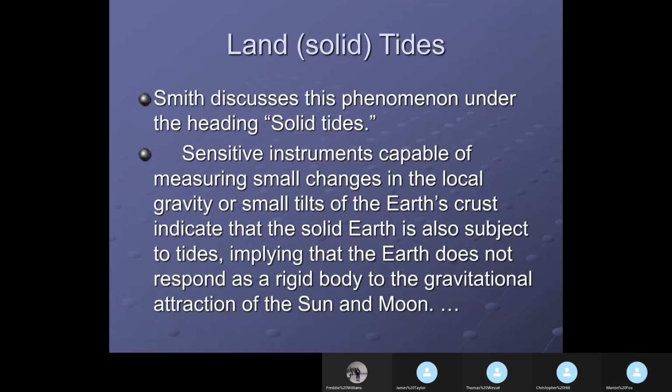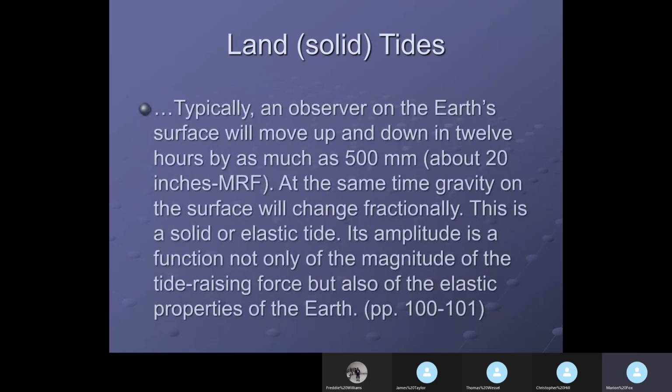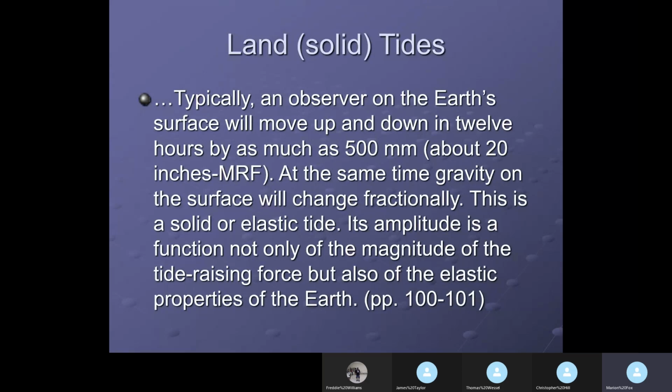Smith goes on and says, typically an observer on the Earth's surface will move up and down in 12 hours by as much as 500 millimeters. Well, that's half a meter, and that's what we had with the other source, about 20 inches. I added that into the quote. At the same time, gravity on the surface will change fractionally. This is the solid or elastic tide. The amplitude is a function not only of the magnitude of the tide-raising force, but also the elastic properties of the Earth.